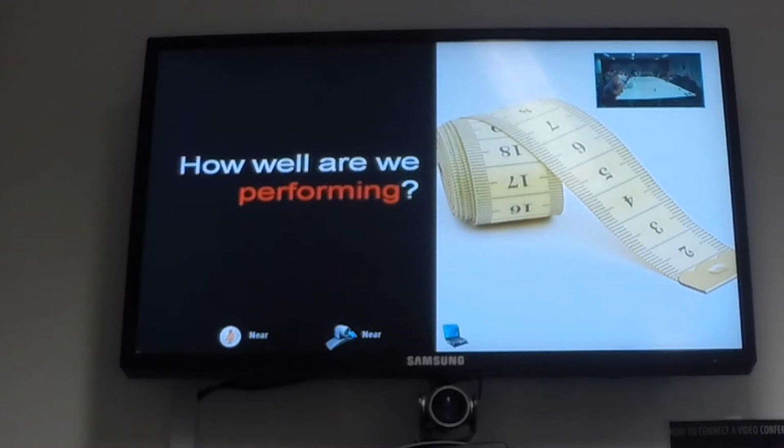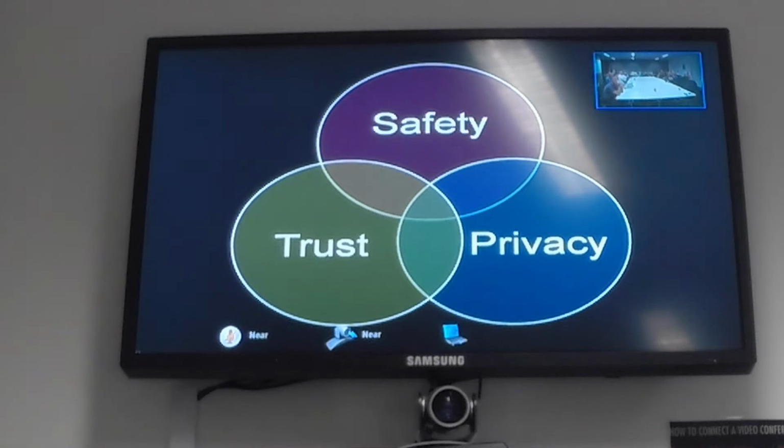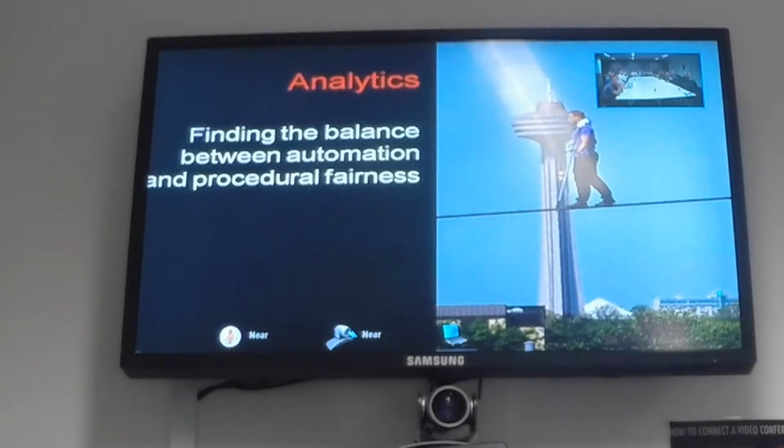Then to complicate things further, these are 3 things we all want. We want the public to trust the government to make the right decisions. But we also need to value their privacy. And we also need to make sure that we have secure systems and also that we provide safety for our people, for our citizens, make them feel safe. Finding the middle where we balance all of those 3 is not easy. And there's a role for analytics right there on the tightrope, finding the balance between automation and procedural fairness.